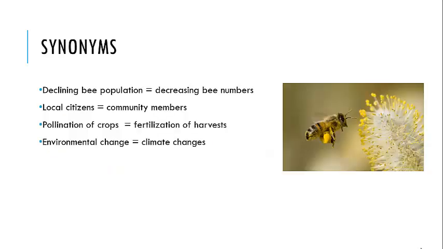But also, we want to open this up a little bit and not only type in one form. We want to think of synonyms that could also help with our search. For example, for declining bee population, we may also try decreasing bee numbers. For local citizens, we may also look at community members. Pollination could also be fertilization, and specific environmental changes, for example, climate changes, may be something we also want to search as well.